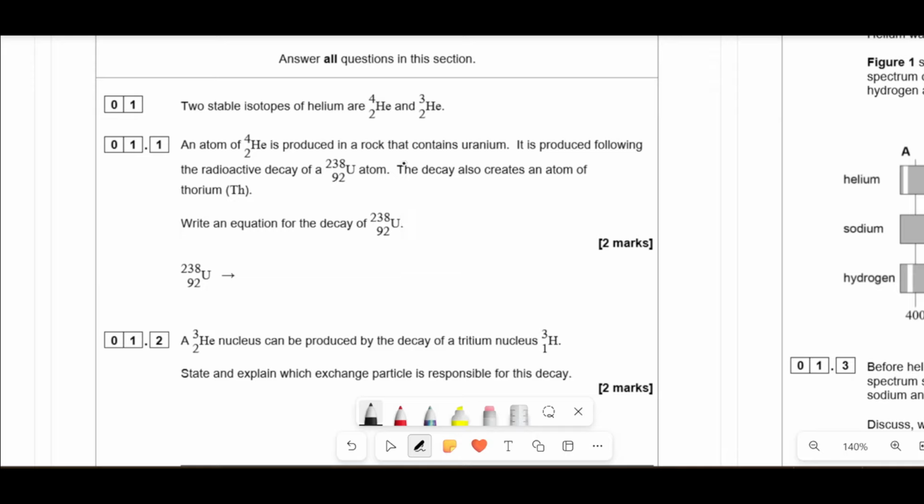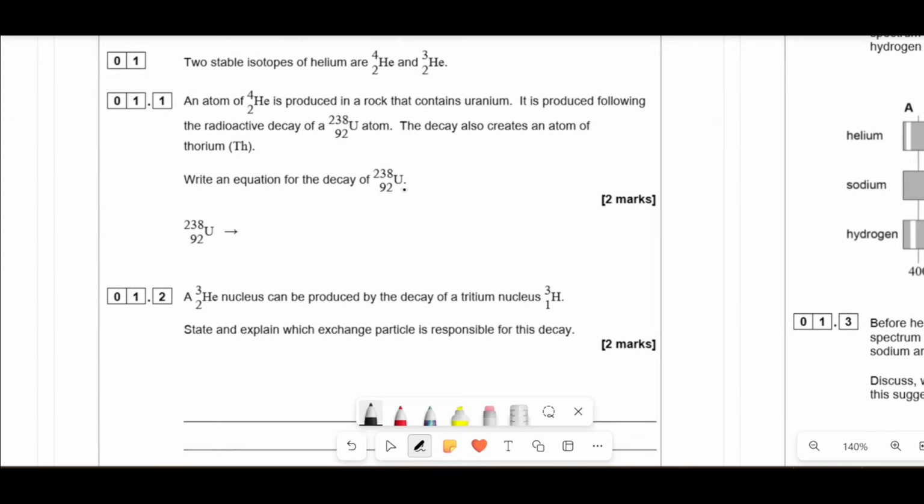So what they've told you in the question is that you've got a rock that contains uranium, and after you get the decay of this uranium atom, you get an atom of helium produced. The other stuff left behind is thorium. So if we look at the decay of this, we know that definitely an alpha particle is coming out. So you've got, because that's the same as helium, 4 and a 2. So that means you're going to have 4, 2, alpha. And then whatever's left over has got to be the thorium.